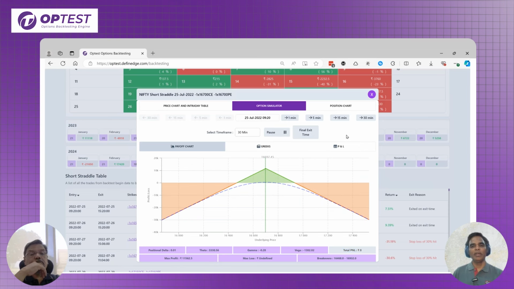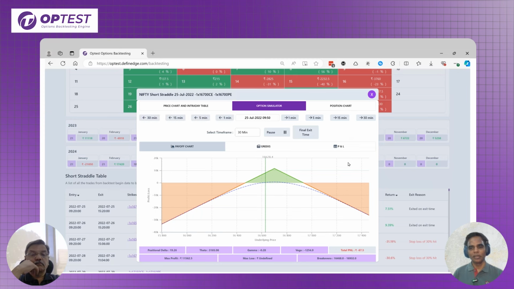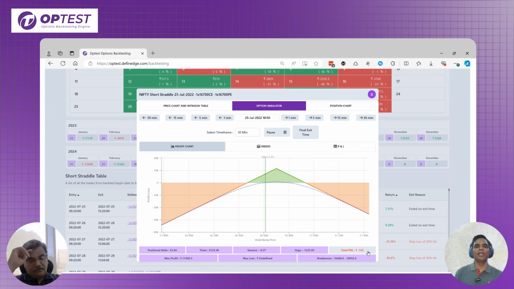So if I play, it will go every 30 minutes forward. Now you can see PNL changing. It will wait for a few seconds and it moves forward. So it is auto simulating.